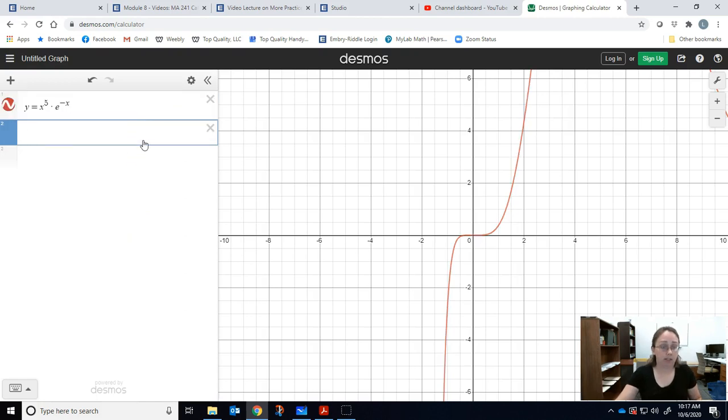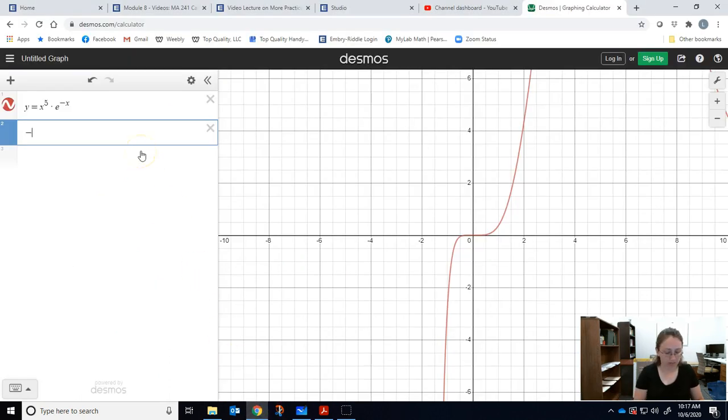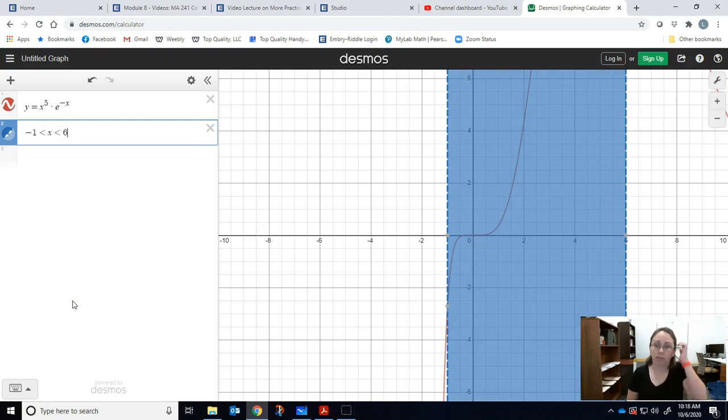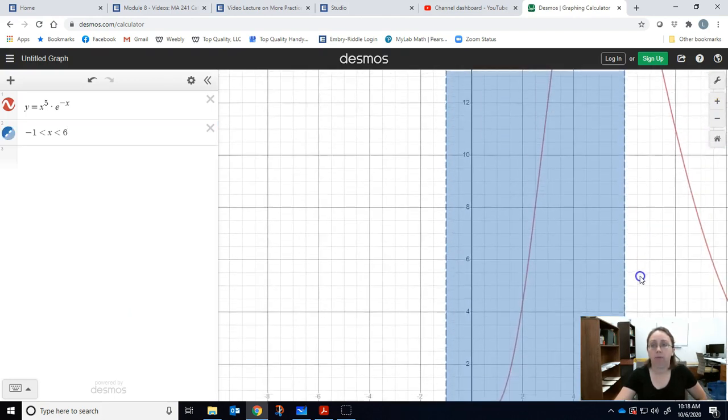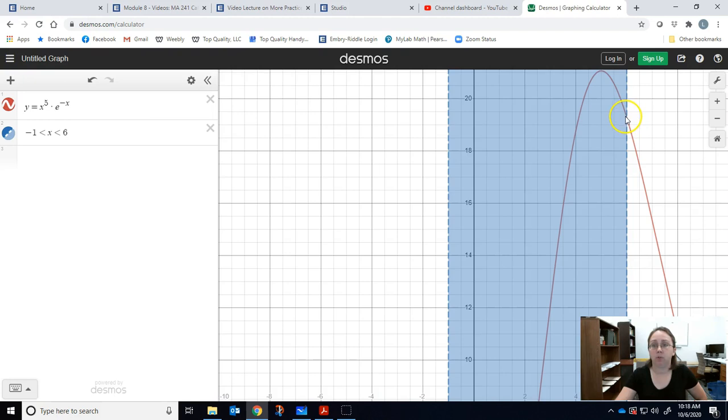And we are limited. Our x values have to be between negative 1 and 6. Negative 1 is less than or equal to x, less than 6. Alright, so this is showing us what section we're interested in. So from this point, all the way forever and ever and up. Notice it curves back down, but we are interested in this endpoint here. So that's our endpoint. So our maximum is here.